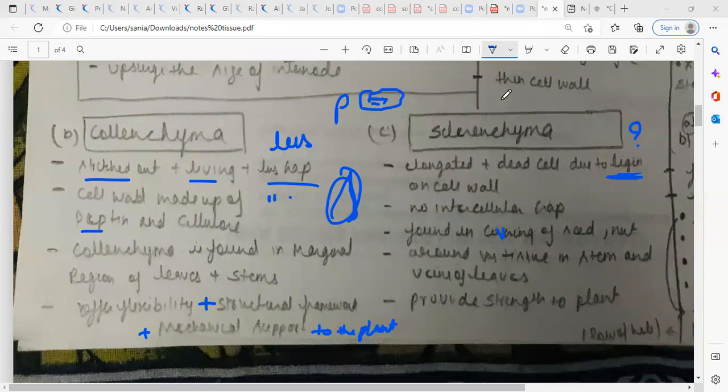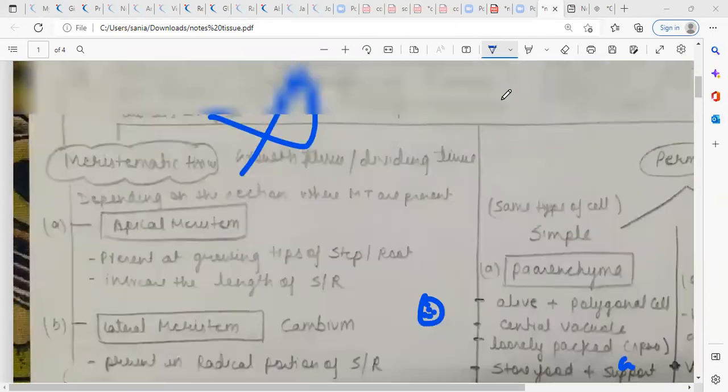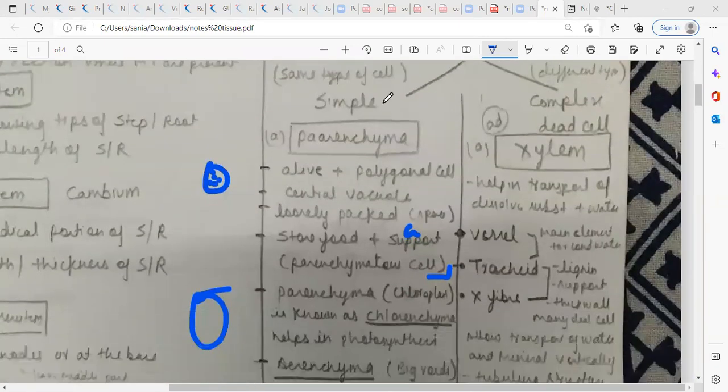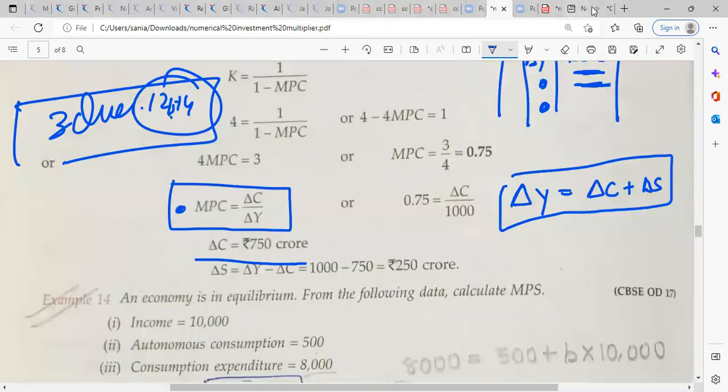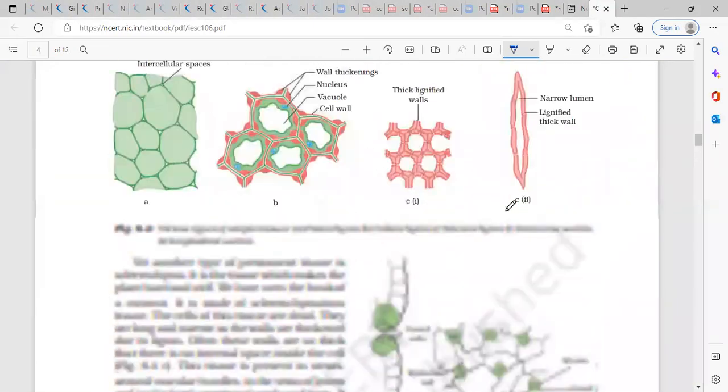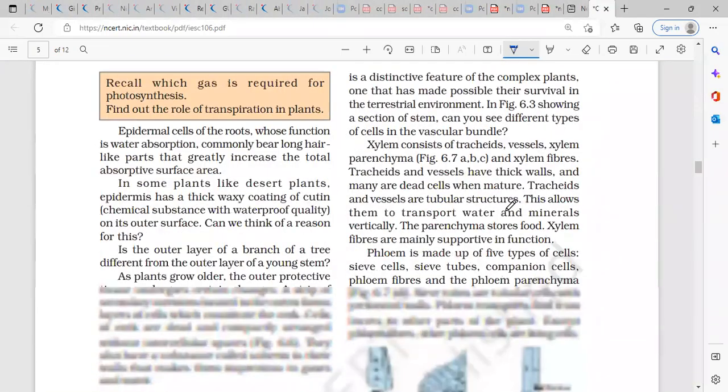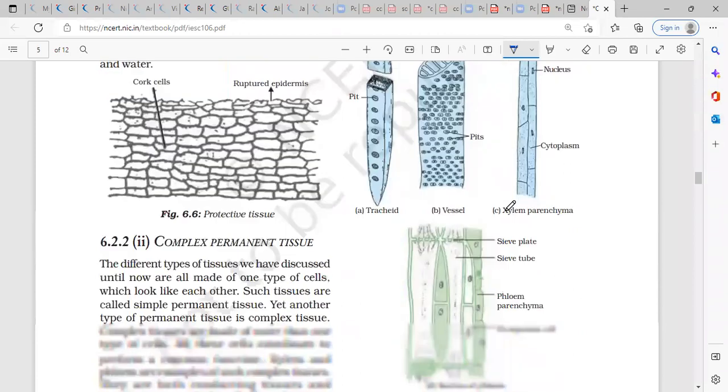Okay. Now we are done with the part of simple tissues, the simple part. Now we will be doing the complex part. So let's start with the complex part.